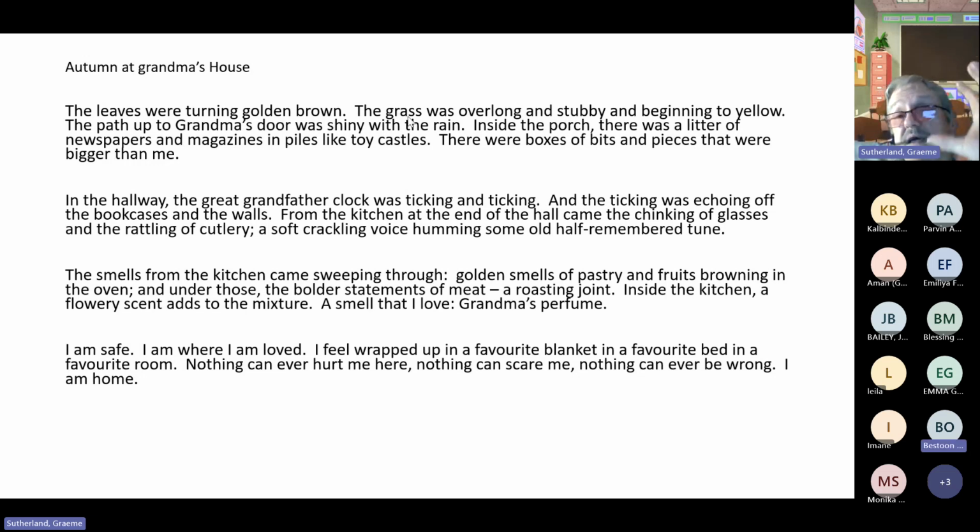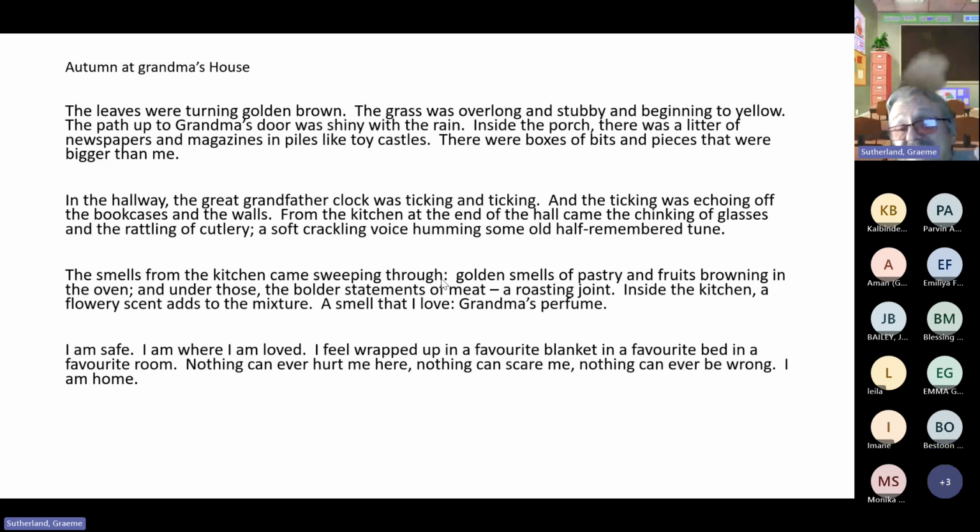Thanks. So paragraphs are meant to be about one thing or have one focus, and in this case, the focus comes from the plan. Paragraph 1 is focused on sight. Paragraph 2 is focused on hearing. Paragraph 3 is focused on smells. Places are particularly resonant with smells, and so we have the smells from the kitchen came sweeping through.